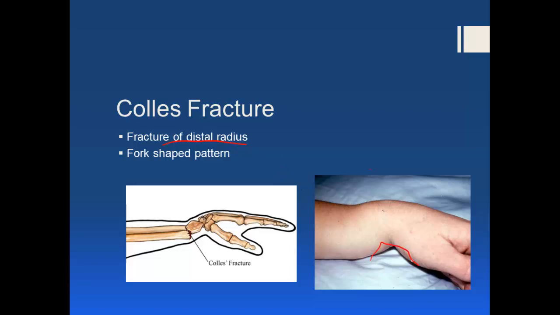It looks kind of like a fork. Pretty obvious when you see them that it's a Colles fracture. Very obviously fractured. So you can see the deformity here, and you could gently palpate around and feel the deformity as well.